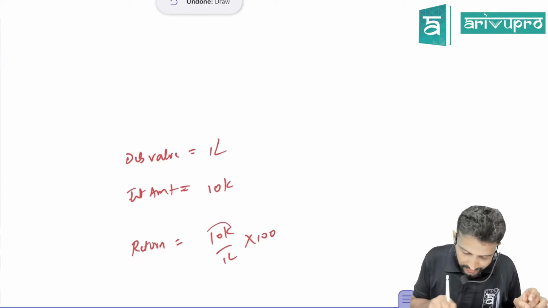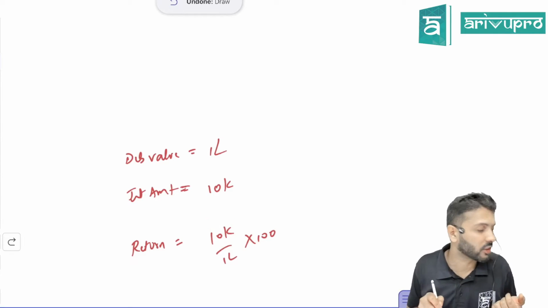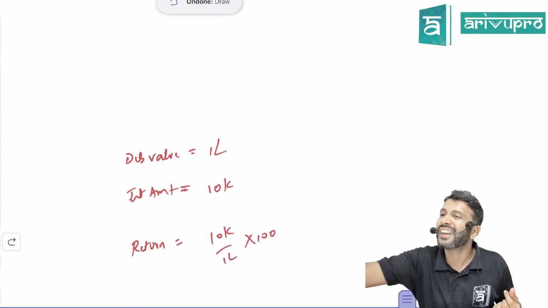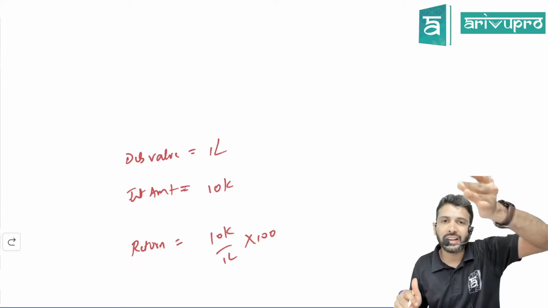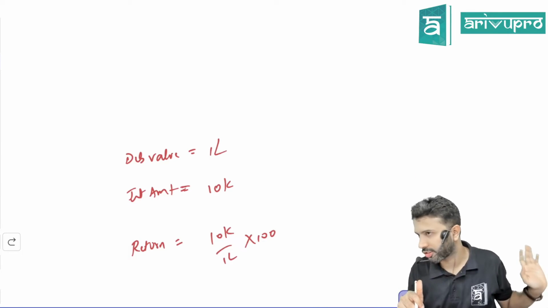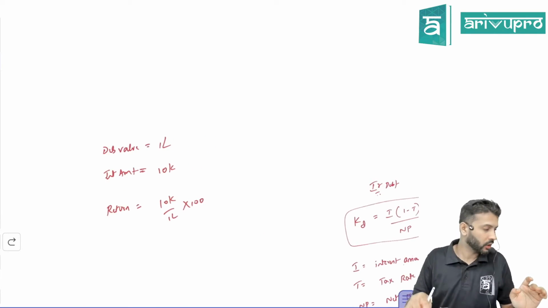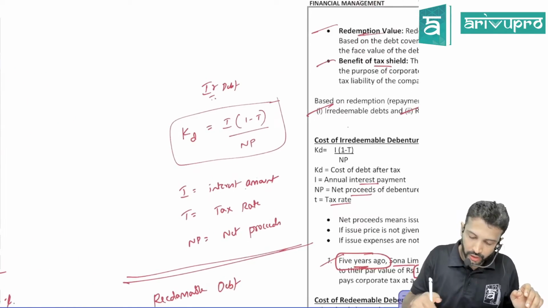But due to interest, the company will also get some tax benefit. Hence, we don't consider only interest in the numerator. We do 1 minus tax rate. Hence, the formula is interest into 1 minus tax rate divided by net proceeds. If you multiply it by 100, you will get it in percentage. That's the thing. This is for irredeemable debt.